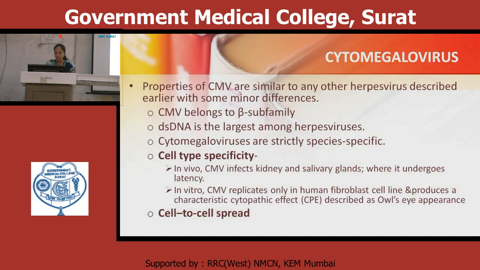Properties of CMV are similar to any other herpes virus described earlier with some minor differences. It belongs to the beta subfamily. Double-stranded DNA, the largest among herpes viruses. Strictly species specific, with cell type specificity in vivo: it infects kidney and salivary glands where it undergoes latency. In vitro, CMV replicates only in human fibroblast cell lines and produces a characteristic cytopathic effect described as owl's eye appearance. It causes cell-to-cell spread.